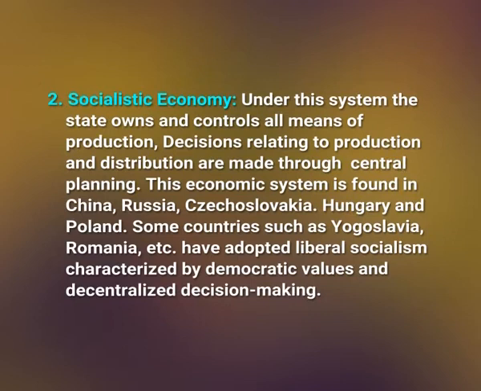Next is socialistic economy. Under this system, the state owns and controls all the means of production. Decisions relating to production and distribution are made through central planning. This economic system is found in China, Russia, Czechoslovakia, Hungary and Poland. Some countries such as Yugoslavia, Romania, etc. have adopted liberal socialism characterized by democratic values and decentralized decision making.